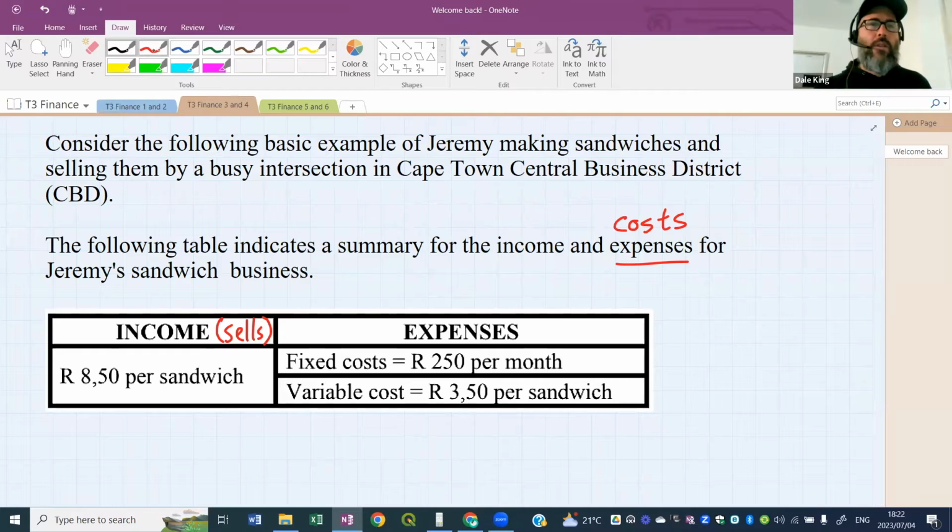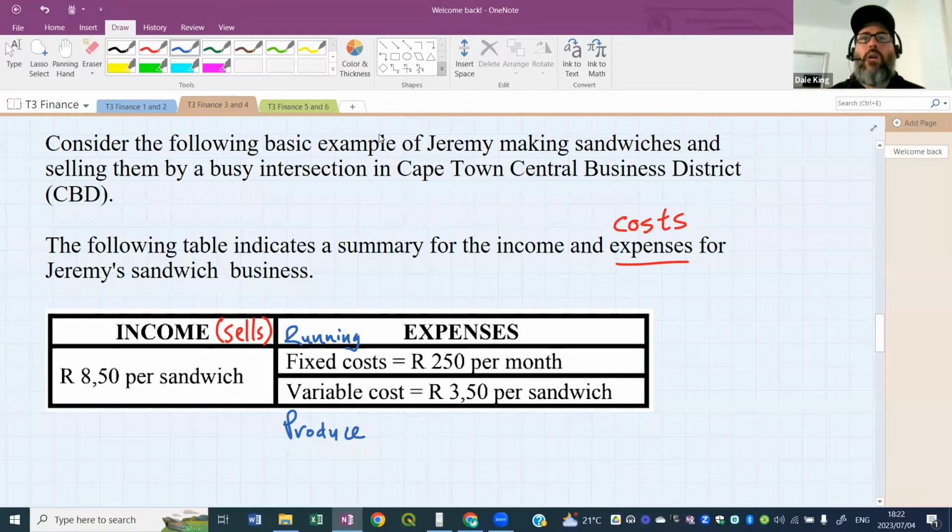Let's talk about the expenses here. We have fixed costs. Now, if you were here last week, the word fixed relates to the running costs of producing. Remember we spoke about the running costs, but tonight we're using the word fixed cost, the running costs. And then we have the variable costs. This is the production cost, the cost to produce, and this depends on how many sandwiches you make. The running cost doesn't depend on how many sandwiches you make.